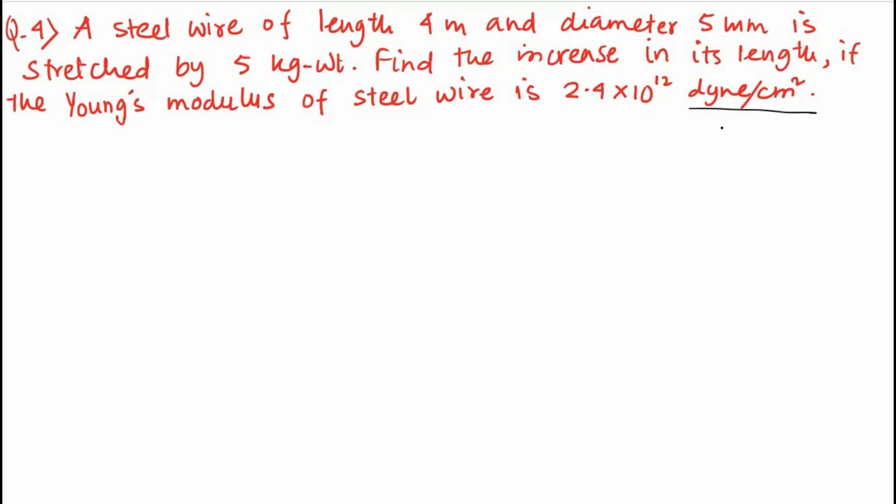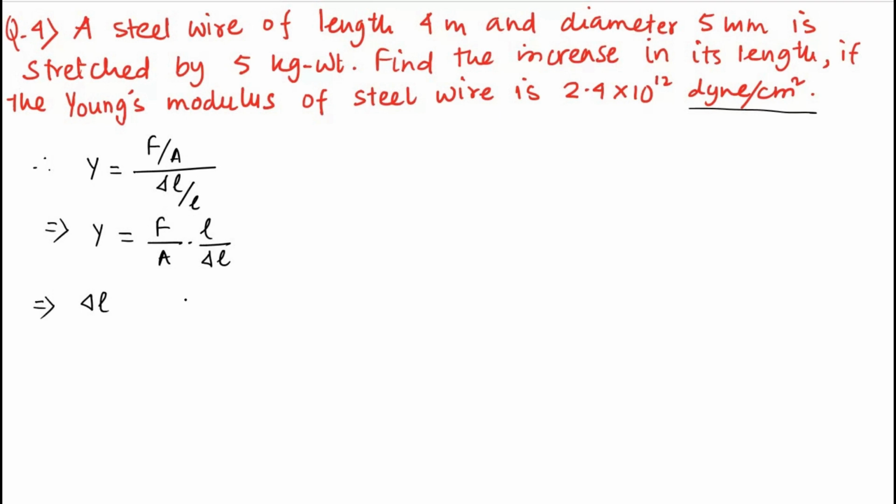So we are going to consider this unit here, and we know that Young modulus Y means stress upon strain, which is force upon area divided by delta L upon L. And from these expressions we can write that Y is equal to F upon A into L by delta L. And from here we can write that delta L is equal to F dot L divided by Y into A. Okay.